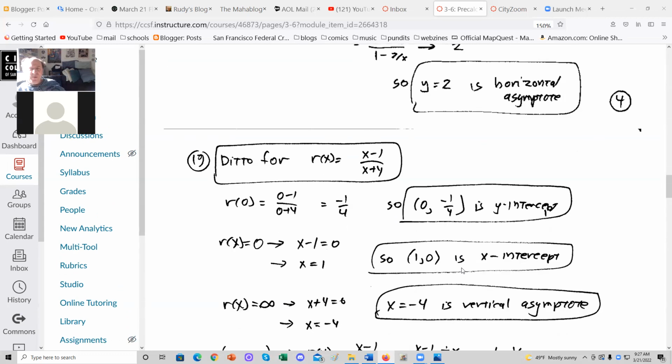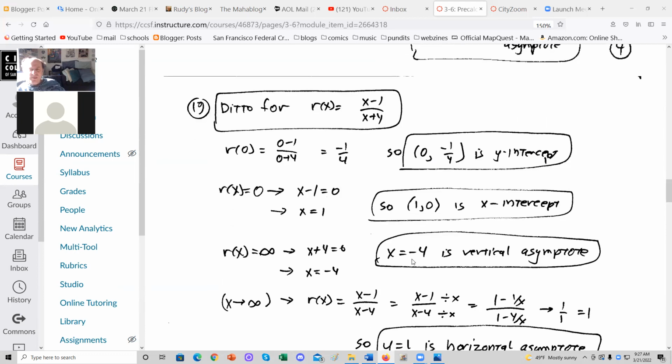The x-intercept is when y equals 0. R of x equals 0 means the numerator is 0. x minus 1 is 0, or x equals 1. So 1, 0 is the x-intercept. The vertical asymptote is when the function hits infinity.